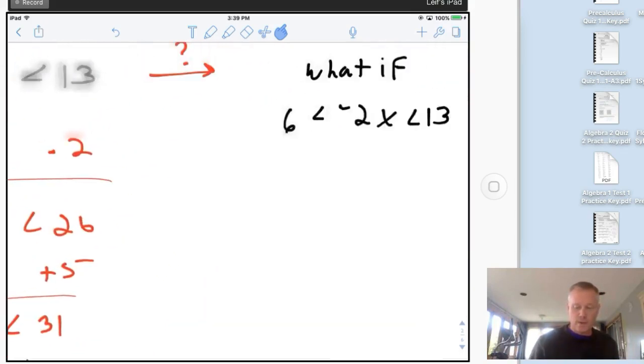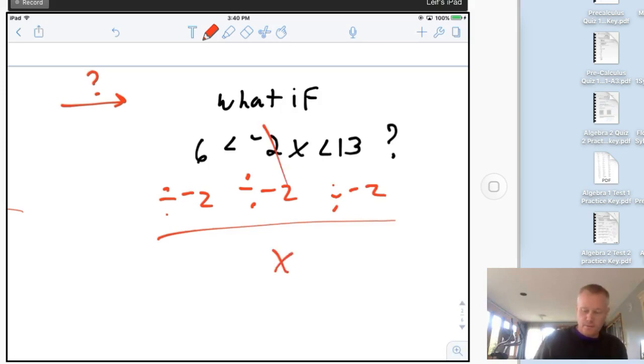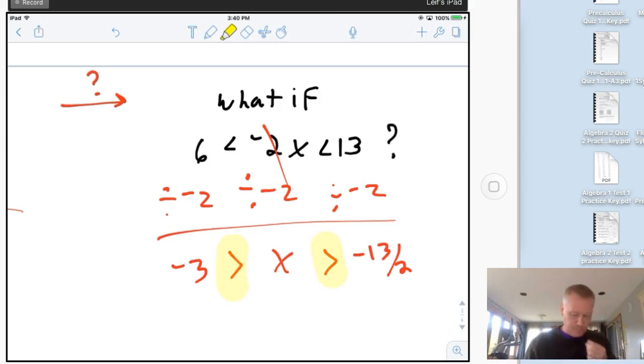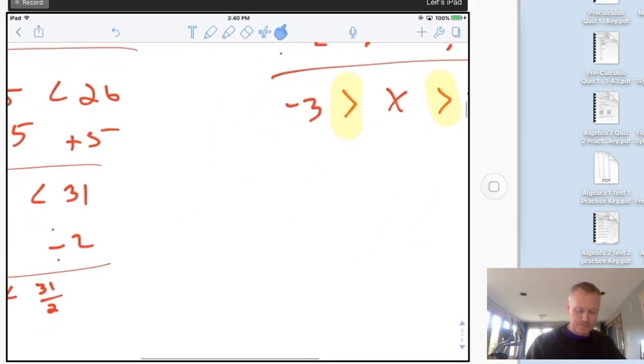This is slightly interesting. What would happen if I had one of these and I had a negative number in the middle? What happens here is you do exactly what you'd think. You'd divide everything by negative 2. And those cancel, and I'm left with the x. 6 divided by negative 2 is negative 3. 13 divided by negative 2 is negative 13/2. But remember, we divided by a negative number, which means you have to flip both of the signs, okay? So make sure you flip those, and then you'll get your answer. The x is between those two numbers, okay? And that's what would happen with that.